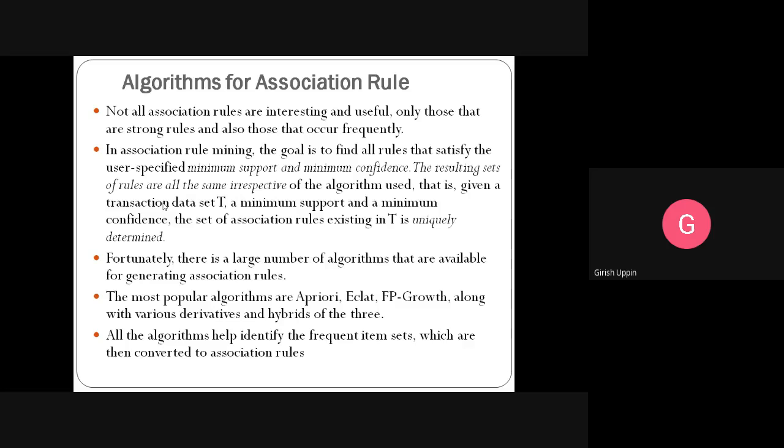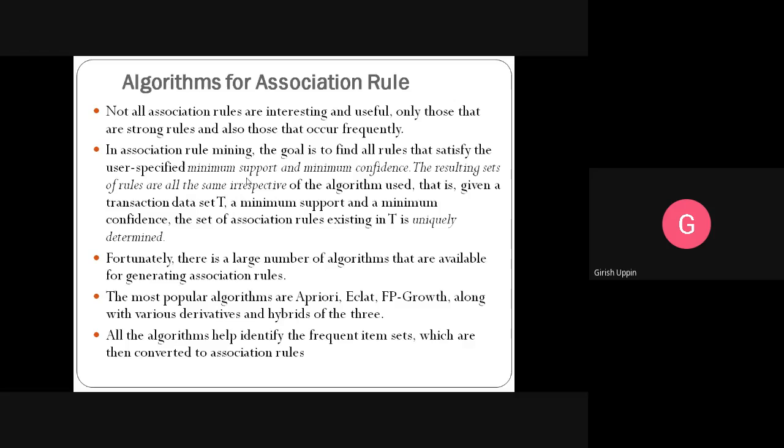So as I said, there are many rules that can come out of big data. All rules may not be useful. So that is why we have to set a certain level for the support and the confidence. In association rule mining, the goal is to find all the rules that satisfy the user specified minimum support. I told you you have to set some minimum support and minimum confidence, and whichever rules are passing that particular criteria, those will be selected for the further processing.